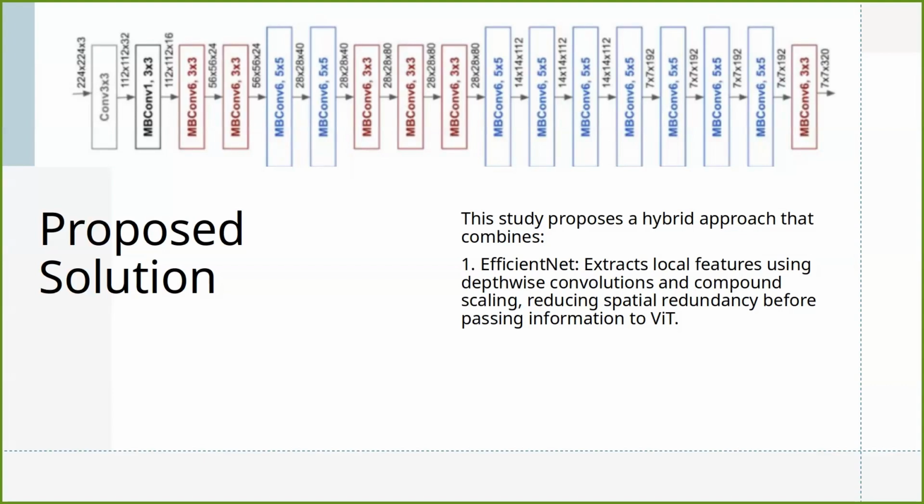Then it has the MB convolution blocks, which I already explained. They have depth-wise convolution, where each input channel is convolved separately, reducing computation. There's also point-wise convolution, which uses a one-by-one convolution that merges information across channels. Then the squeeze and excitation, SE, improves feature representation by reweighting the parameters.